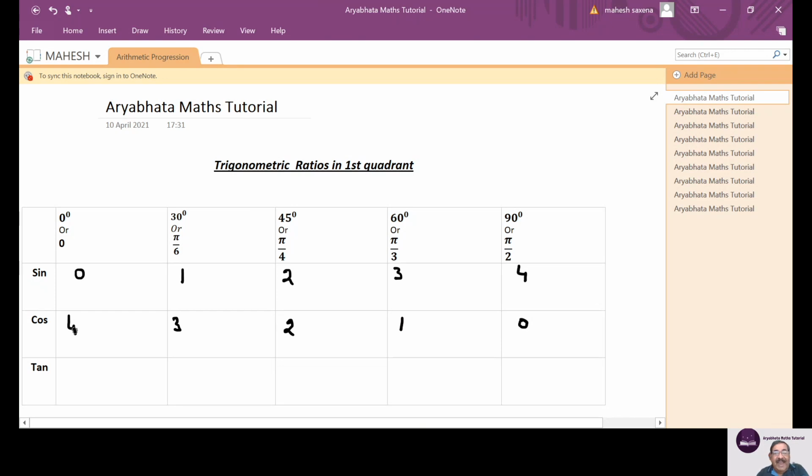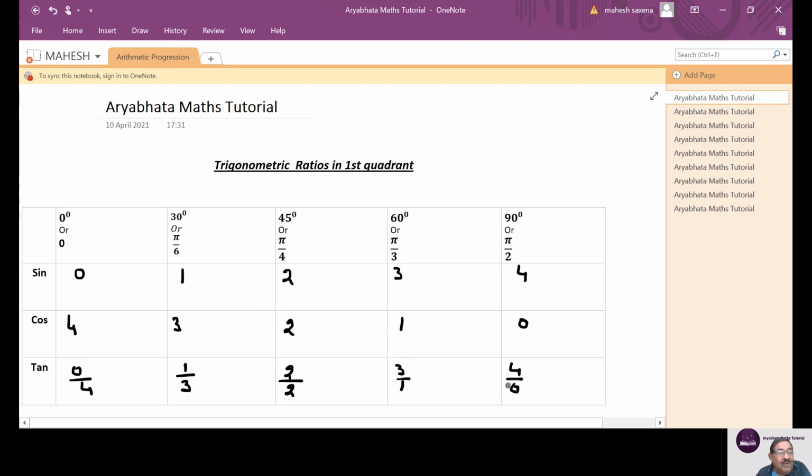In case of tan, you know that tan is sine divided by cos. Therefore, in this tan, we will write 0 by 4 below 0. Below 30 degree, we will write 1 by 3. Below 45, we will write 2 by 2. Below 60 degree, we write 3 by 1. And below 90 degree, we will write 4 by 0.